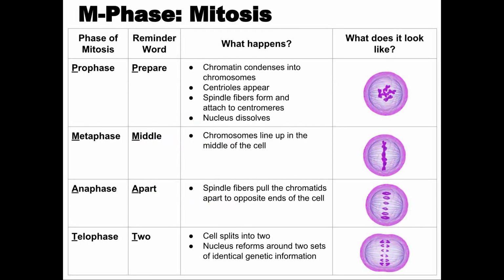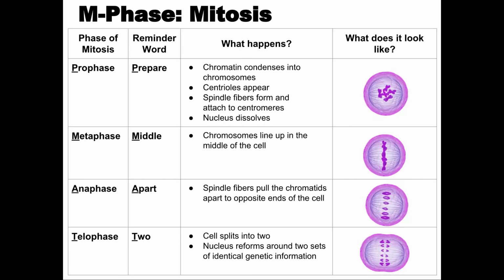And so prophase, you remember, it stands for prepare. This is when chromatin condenses into chromosomes, the centrioles appear, the spindle fibers form and attach to centromeres, and the nuclear envelope is actually going to go away. Metaphase stands for middle. This is when the chromosomes line up in the middle of the cell in a nice, even row. Anaphase stands for apart. This is when the spindle fibers pull the chromatids apart to opposite ends of the cell.